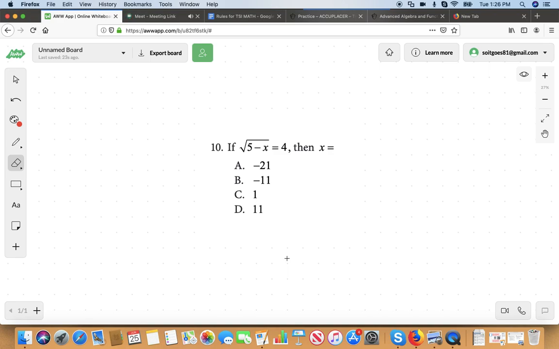How could we solve this simply? Plug in all the answer choices, A, B, C, and D, and see which one gives us 4 on the left-hand side of the equation. Does that make sense? Yes. Great. Let's do it. All right.